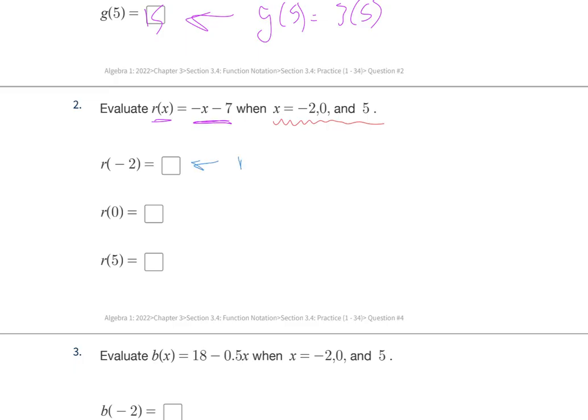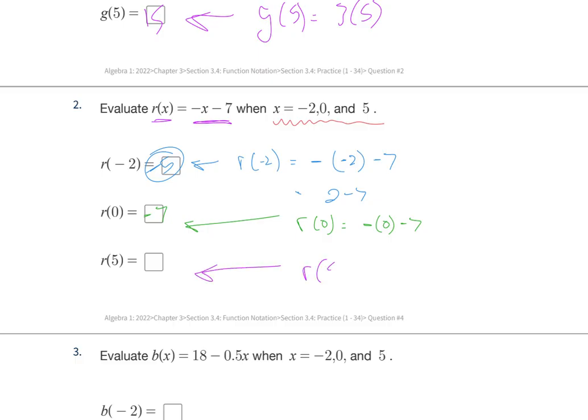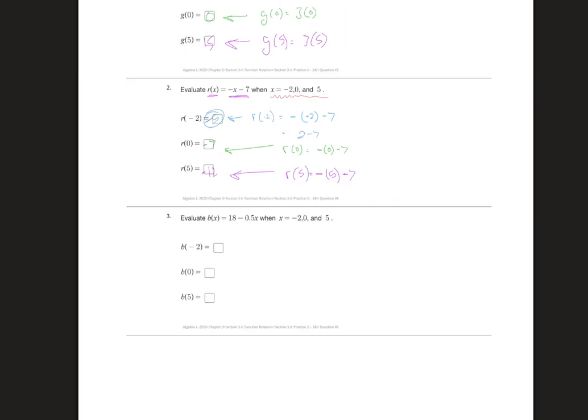Evaluate r of x, which is negative x minus 7, when x is, so same thing. Right here we have r of negative 2 equals negative negative 2 minus 7. So this is 2 minus 7, or negative 5. Next, we have r of 0. That's negative 0 minus 7. That's just minus 7. And last but not least, r of 5 equals negative 5 minus 7. That's negative 12.